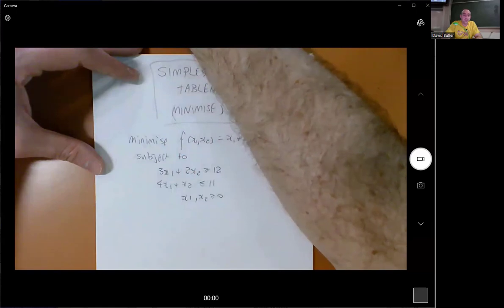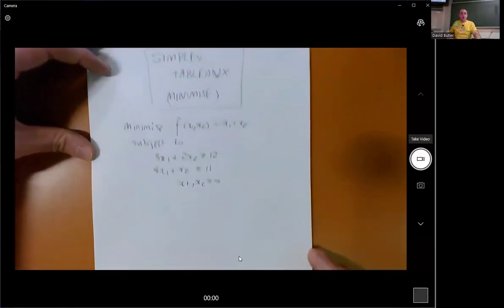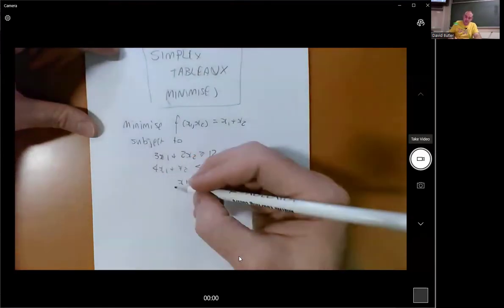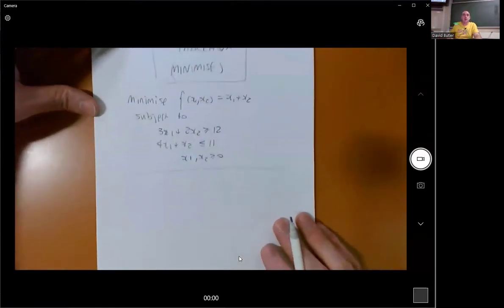All right. Where's my camera gone? Okay. And we'll use the simplex algorithm.